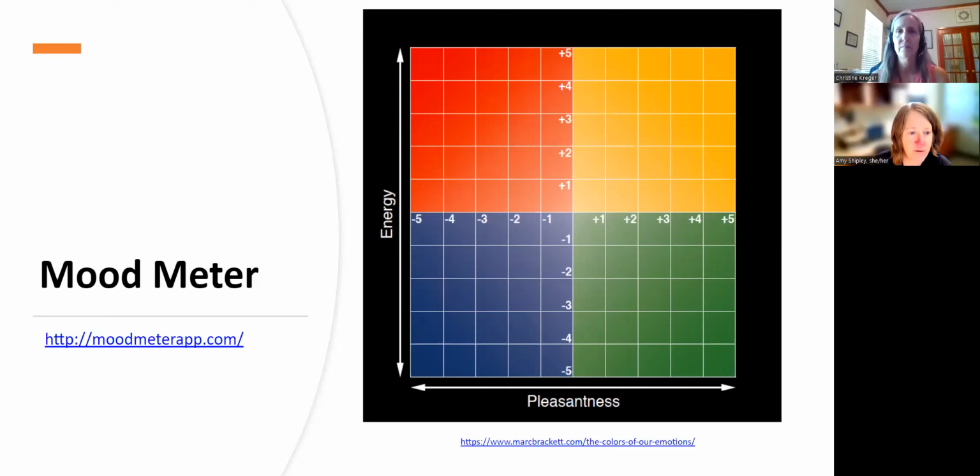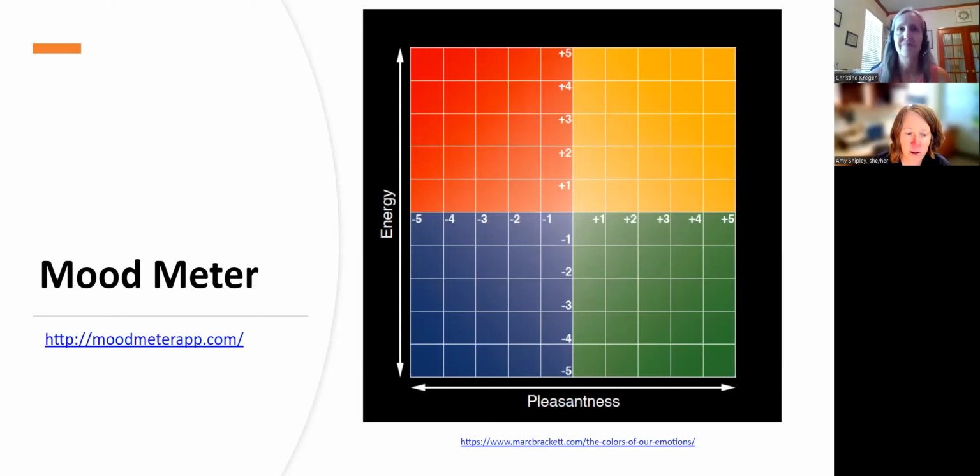The red quadrant is for unpleasant high energy emotions, feelings like anxiety, rage, frustration, anger, and fear. The blue quadrant is for unpleasant low energy feelings like disappointment, sadness, or discouragement. The green quadrant is for pleasant low energy feelings like calm, relaxation, contentment. And the yellow quadrant is for pleasant high energy feelings like joy, excitement, and elation.